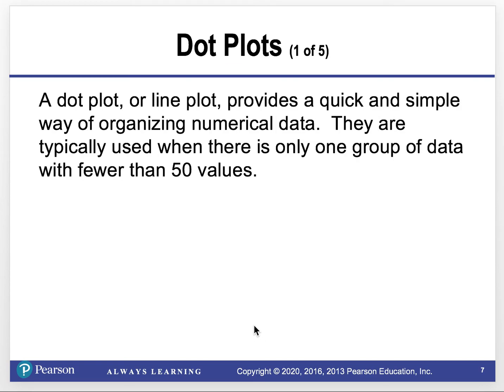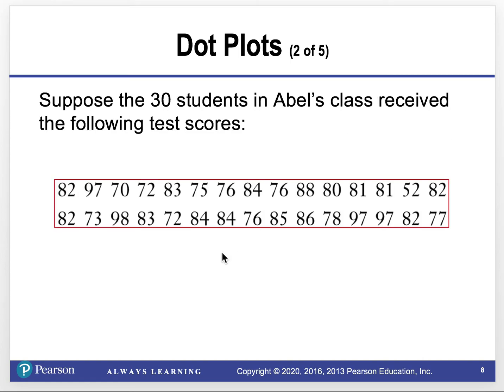Okay, so a dot plot, also called a line plot, provides a quick and simple way of organizing numerical data. They're typically used when there's only one group of data with fewer than 50 values. So suppose the 30 students in Abel's class receive the following test scores. So here's their test scores. It's going to ask us to create a dot plot.